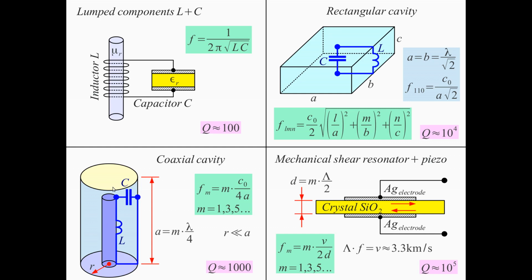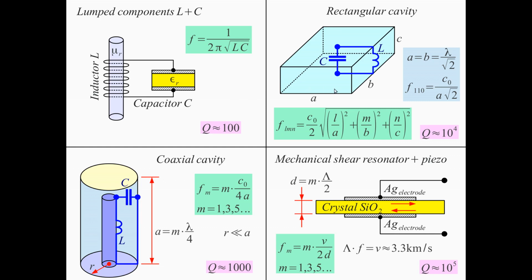Usually, coaxial cavities are much taller than their diameter. So R is much smaller than A, if A is the length of the resonator. If we need a higher Q than 1000, we have to resort to a different kind of cavity.